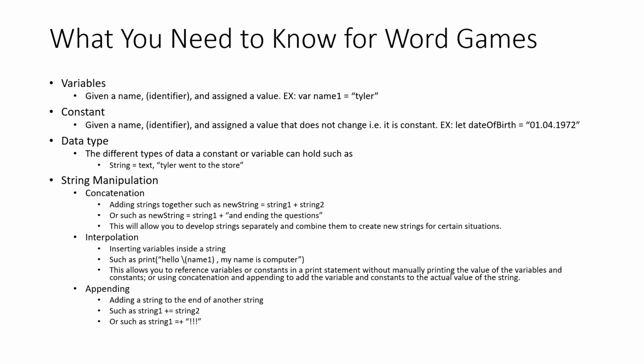Remember, variables and constants are just boxes, containers, folders, whatever kind of comparison you want to use there, that we assign a name, an identifier, and then we assign a value to. Major difference between constant and variable is that the constant, once declared, cannot change throughout the program. It is constant, so we can't change the value.